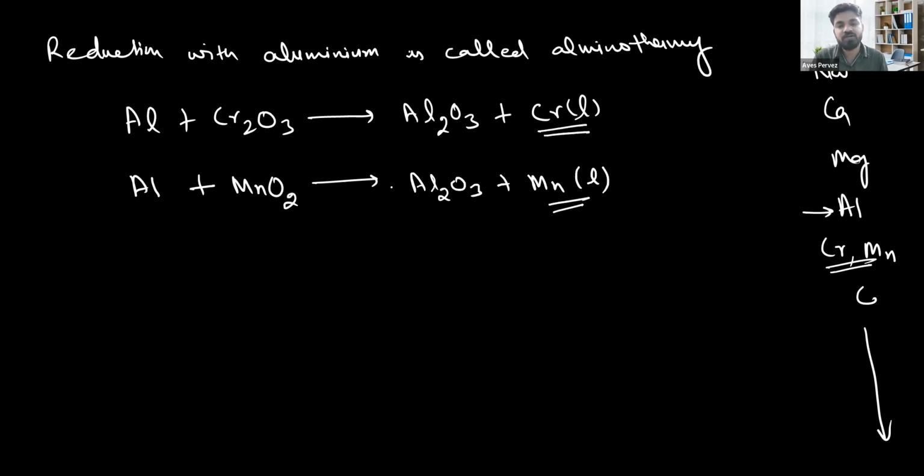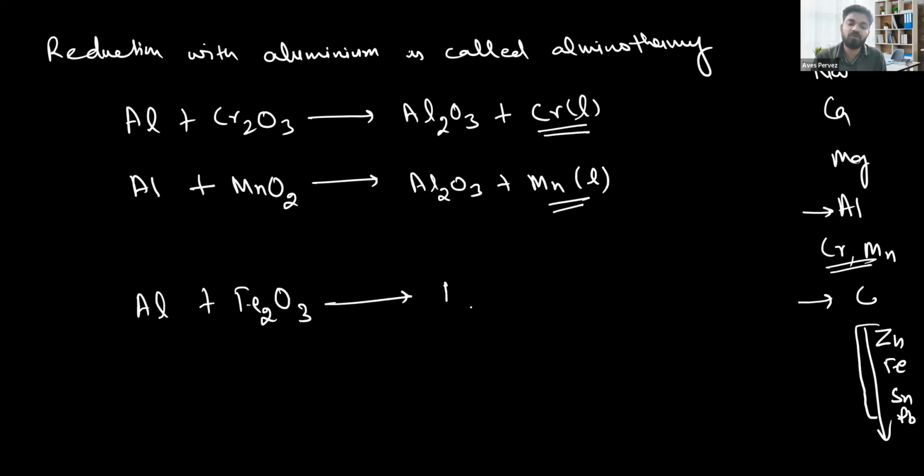As I have written here previously, this is carbon, and below carbon we have zinc, then iron, then tin, and then lead. Zinc oxide, iron oxide, and tin oxide can be reduced with the help of carbon, because carbon is written above them. But you will be familiar that if we use aluminium with Fe2O3, it gets converted into Al2O3 plus Fe in the liquid state.